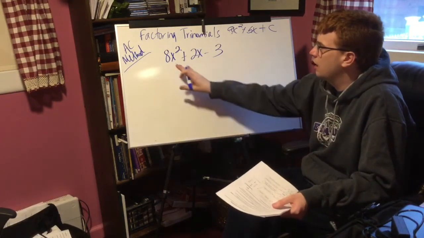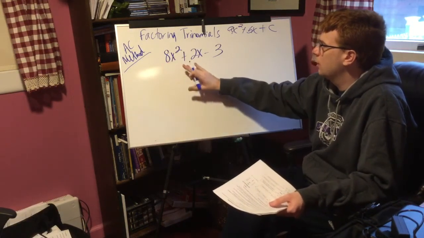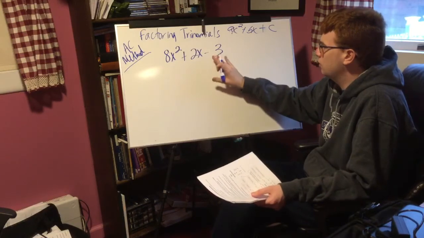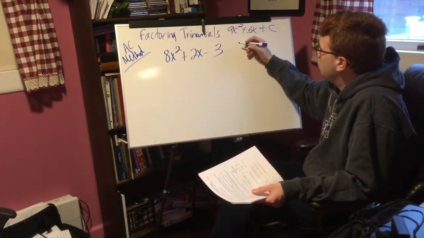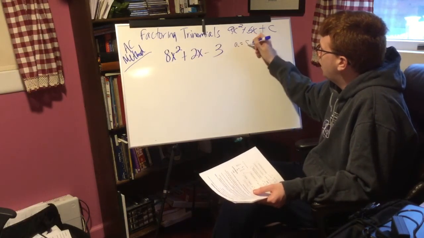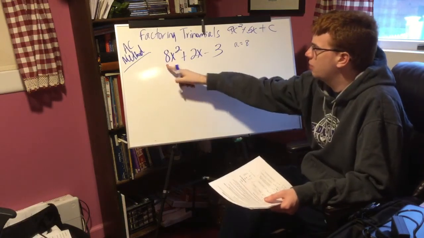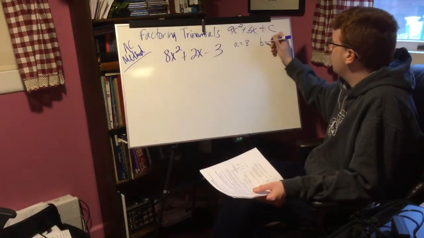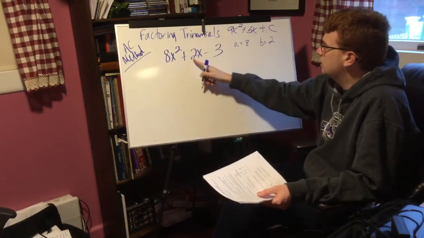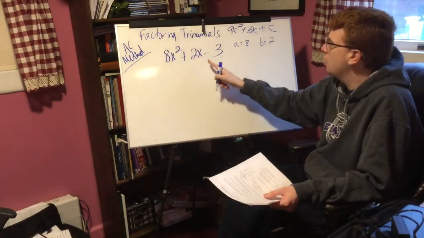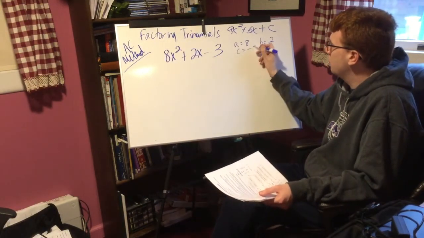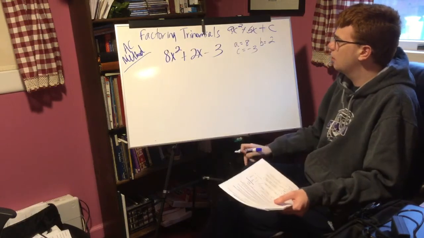In this example, we have to factor 8x squared plus 2x minus 3. So our a value would be positive 8 since it's multiplied by x squared. Our b value would be positive 2 since it's multiplied by the x term. And the constant is negative 3, the minus 3 at the end.